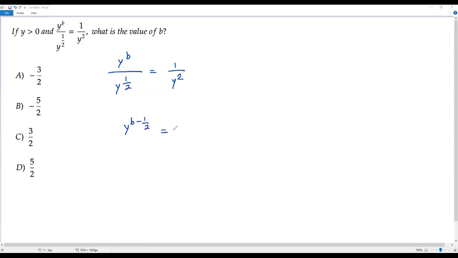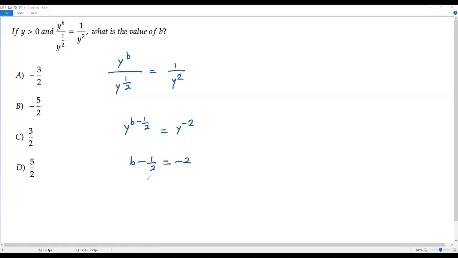Here this 1 over y squared can be written as y to the power of negative 2. If I move this term to the numerator, it will be multiplied by 1. Whenever I move a particular term from numerator to denominator or denominator to numerator, the exponent will change its sign. So when it is moved to the numerator, it is multiplied by 1, and the exponent will become negative 2. Now two terms are equal with the same base. The base on the left side is y, the base on the right side is also y. So whenever two terms are equal with the same base, we can equate the exponents using the one-to-one property of exponential equations. If we equate the exponents, I'm getting b minus 1 half equals negative 2.